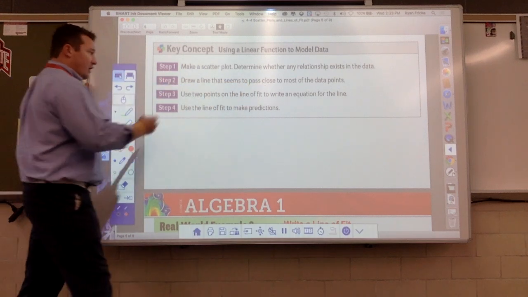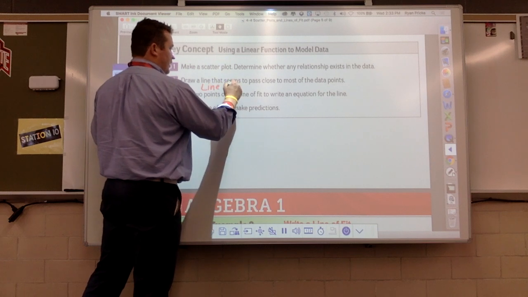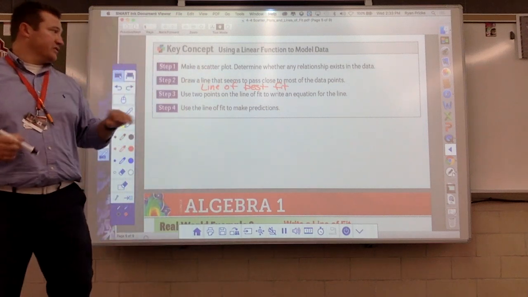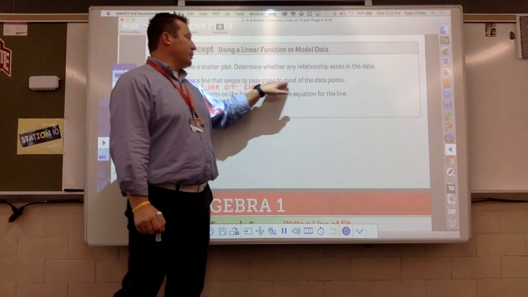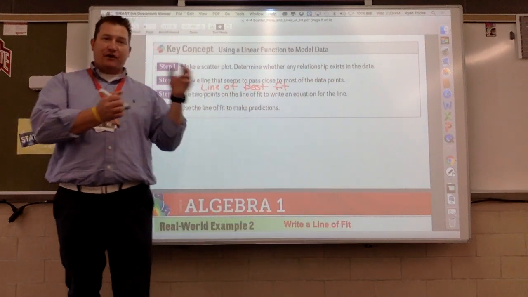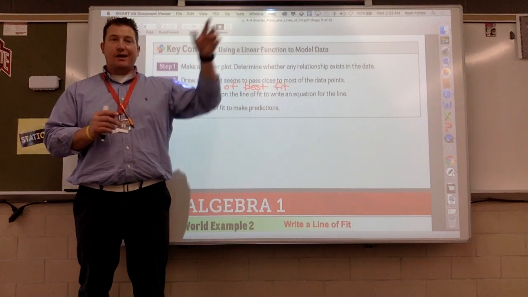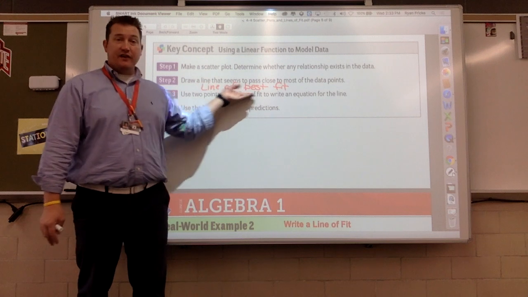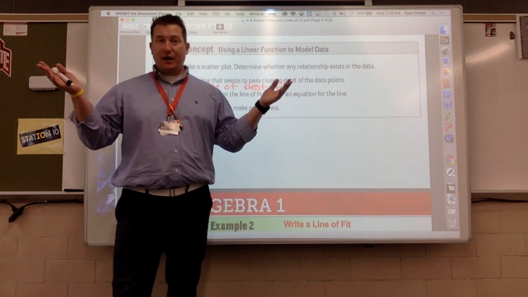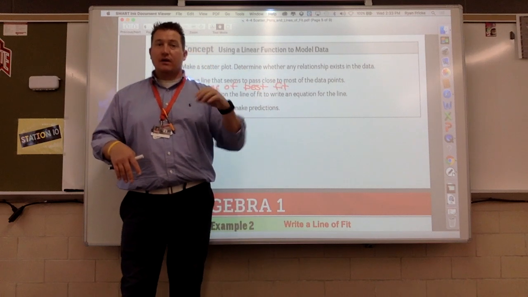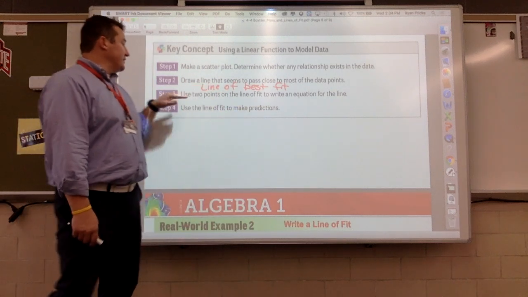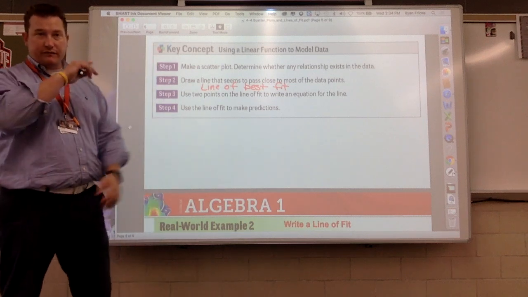And this is what we call our line of best fit. We will really get into this in 4-6. But it says draw a line that seems to pass close to most of the data points. If our data points have positive association, then our line of best fit should also have positive association. If our scatter plot has negative association, so going downhill, then our line of best fit better be negative too.